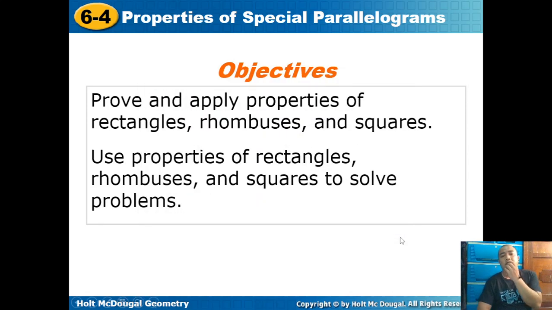Hello, grade 9 students. Let us have a short discussion on the properties of special parallelograms. So for the objectives: prove and apply properties of rectangles, rhombuses, and squares, and use properties of rectangles, rhombuses, and squares to solve problems.